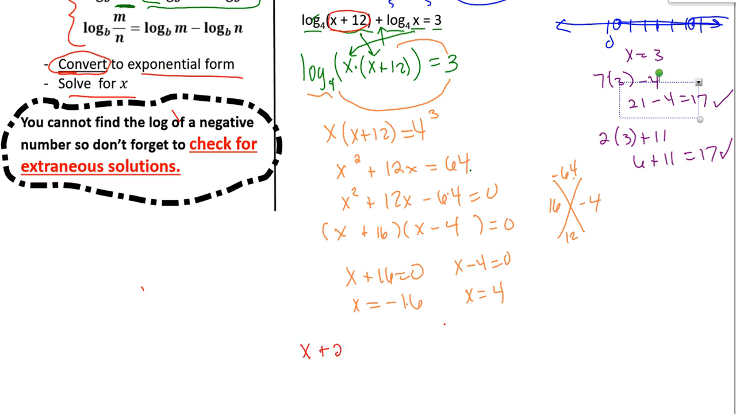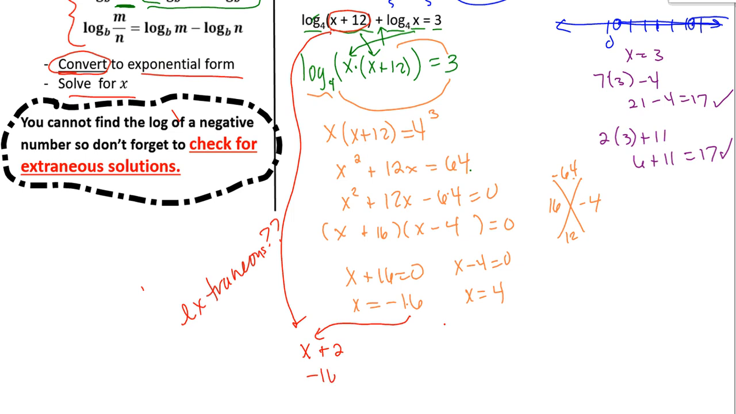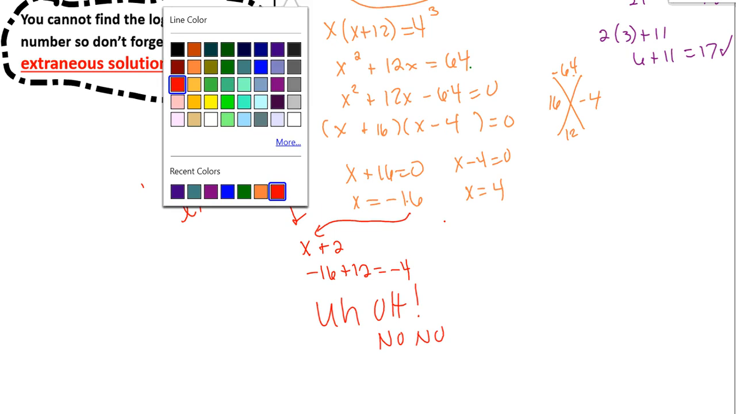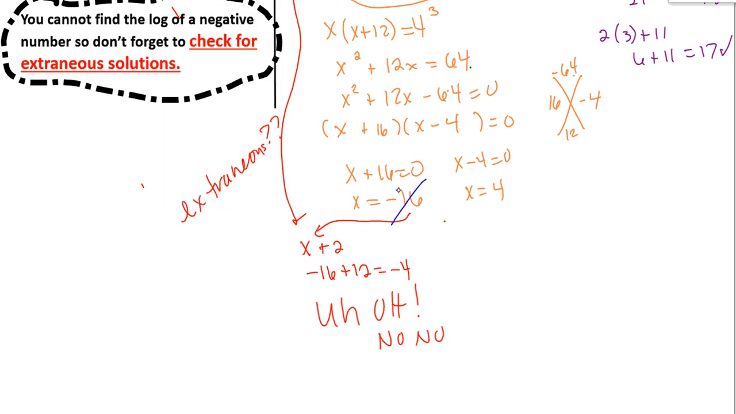So x is this guy. We're checking for extraneous. So if I plug in negative 16 for x, I get negative 4. That's a no-no. Uh-oh. So negative 16 is not a solution. It is extraneous.